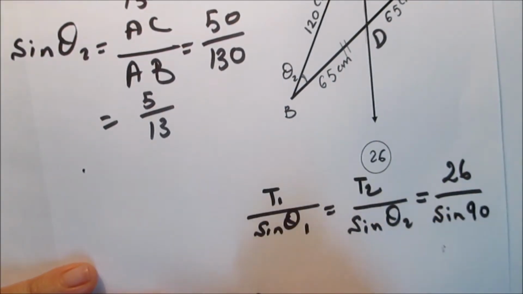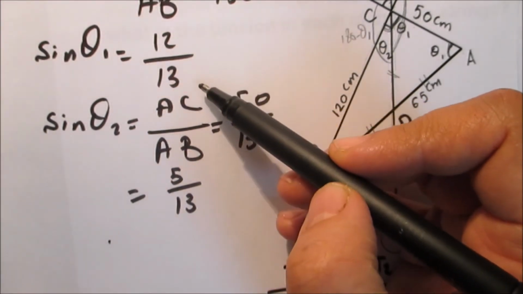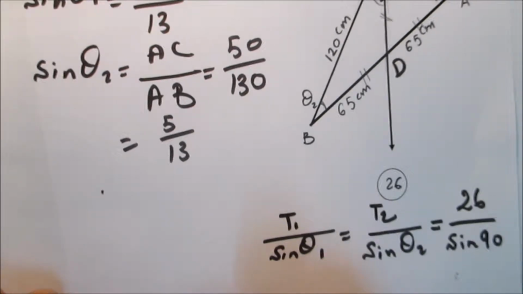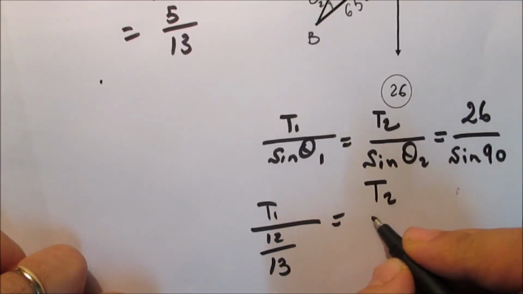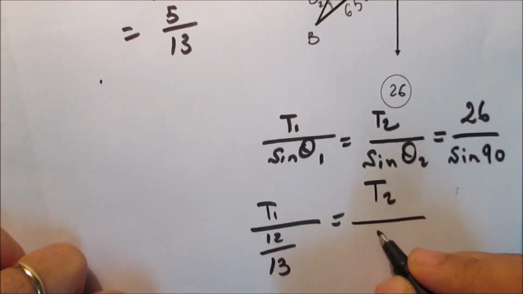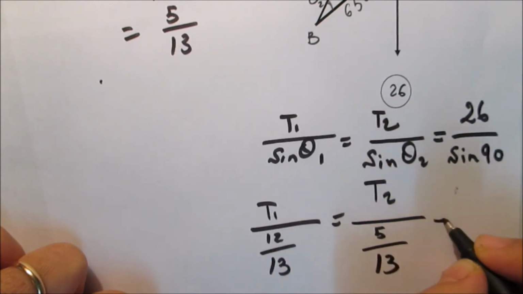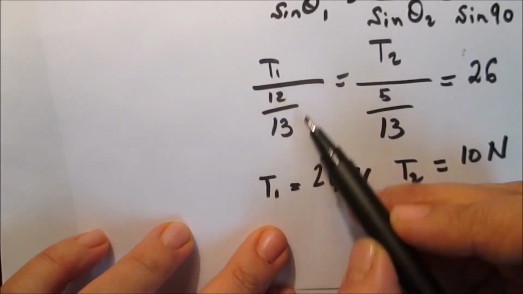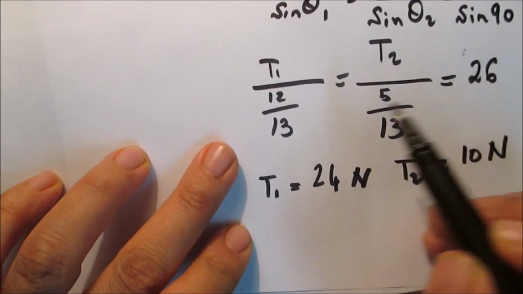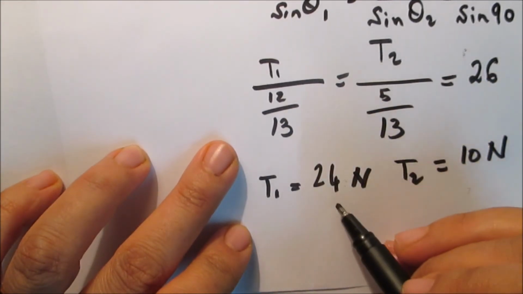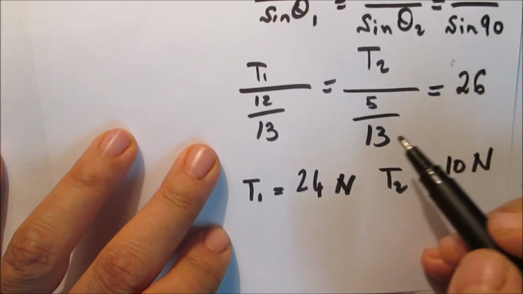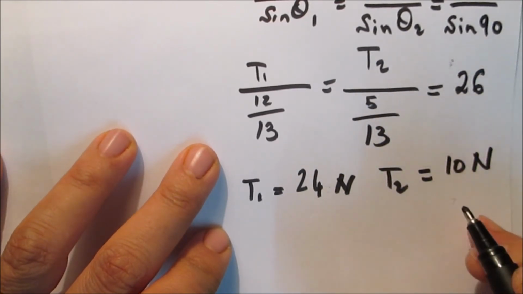Now simplify. Sine theta 1 is 12 over 13 and sine theta 2 is 5 over 13. Substitute. So T1 over 12 over 13 equals T2 over 5 over 13, which equals 26 over sine 90, which is 26 over 1, or 26. To find T1, cross multiply: 12 over 13 times 26 is 24 Newton. And to get T2, 5 over 13 times 26 is 10 Newton.